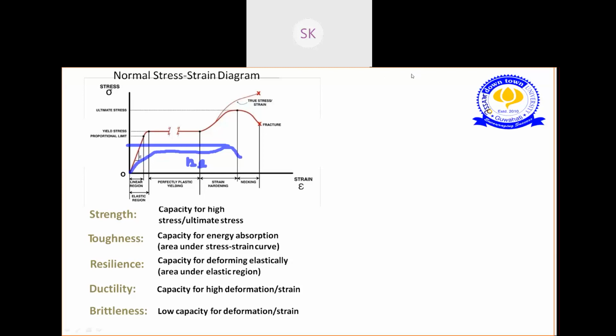Next, move to the property of toughness. So toughness can be represented here as the capacity for energy absorption. How much energy a material can absorb will be represented by its toughness. In this curve, you can calculate toughness as the area under the stress-strain curve. So you have to find the whole area. The curve which has more area will have more toughness.